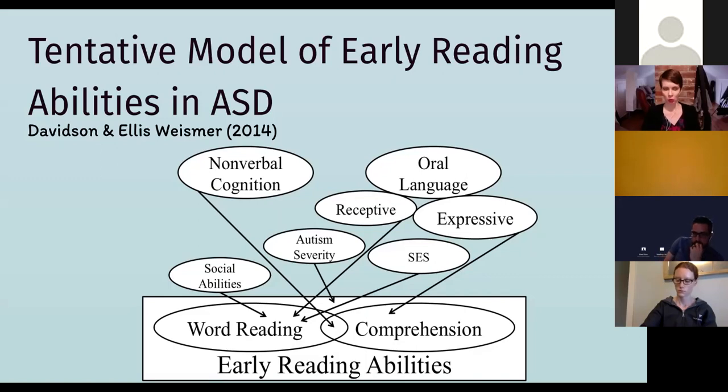As I noted, we included a wide range of abilities, so it's not surprising to see that it was a significant predictor here. We also looked at autism severity as well as social abilities, which have not really been looked at either in the general population or in children with autism at this point. So those were sort of what we consider to be unique predictors in autism.